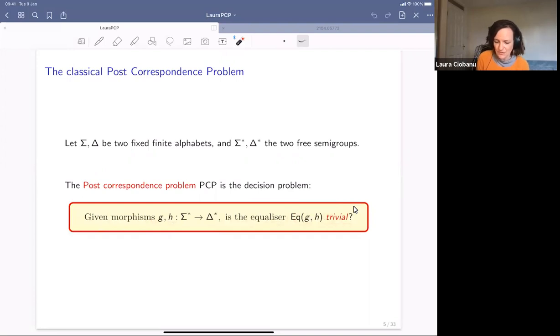Now, as I said, if you're allowing free semigroups, it means you have the identity there. So of course, the empty word will be in the equalizer, but that would be a trivial case. If I took the free monoids, then I wouldn't have the identity, so it would be about being empty or not. Now, of course, the post correspondence problem is really a decision problem. So is there an algorithm such that given two morphisms can decide if the equalizer is trivial? But I didn't want to write all of that down. So it's a yes or no question as a decision problem.